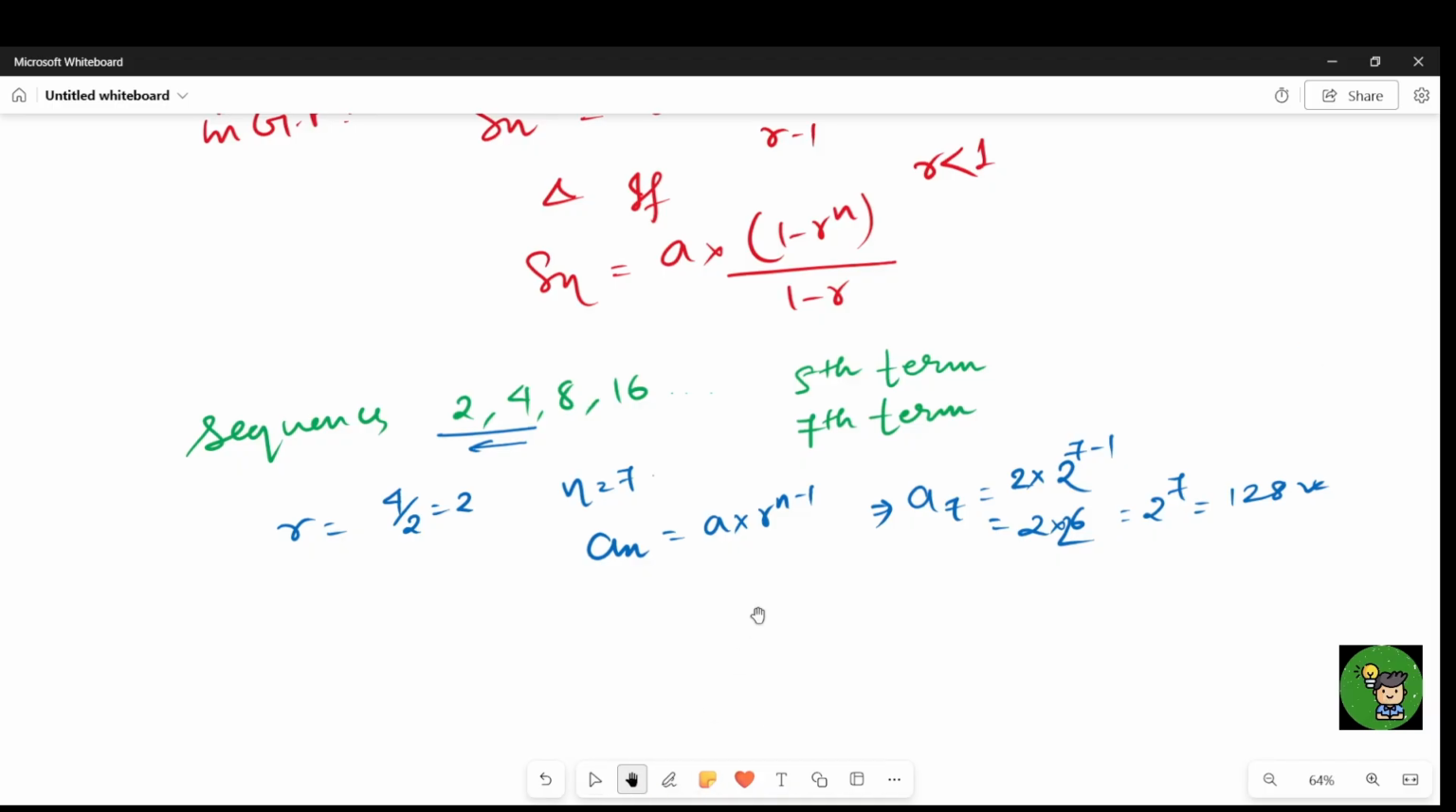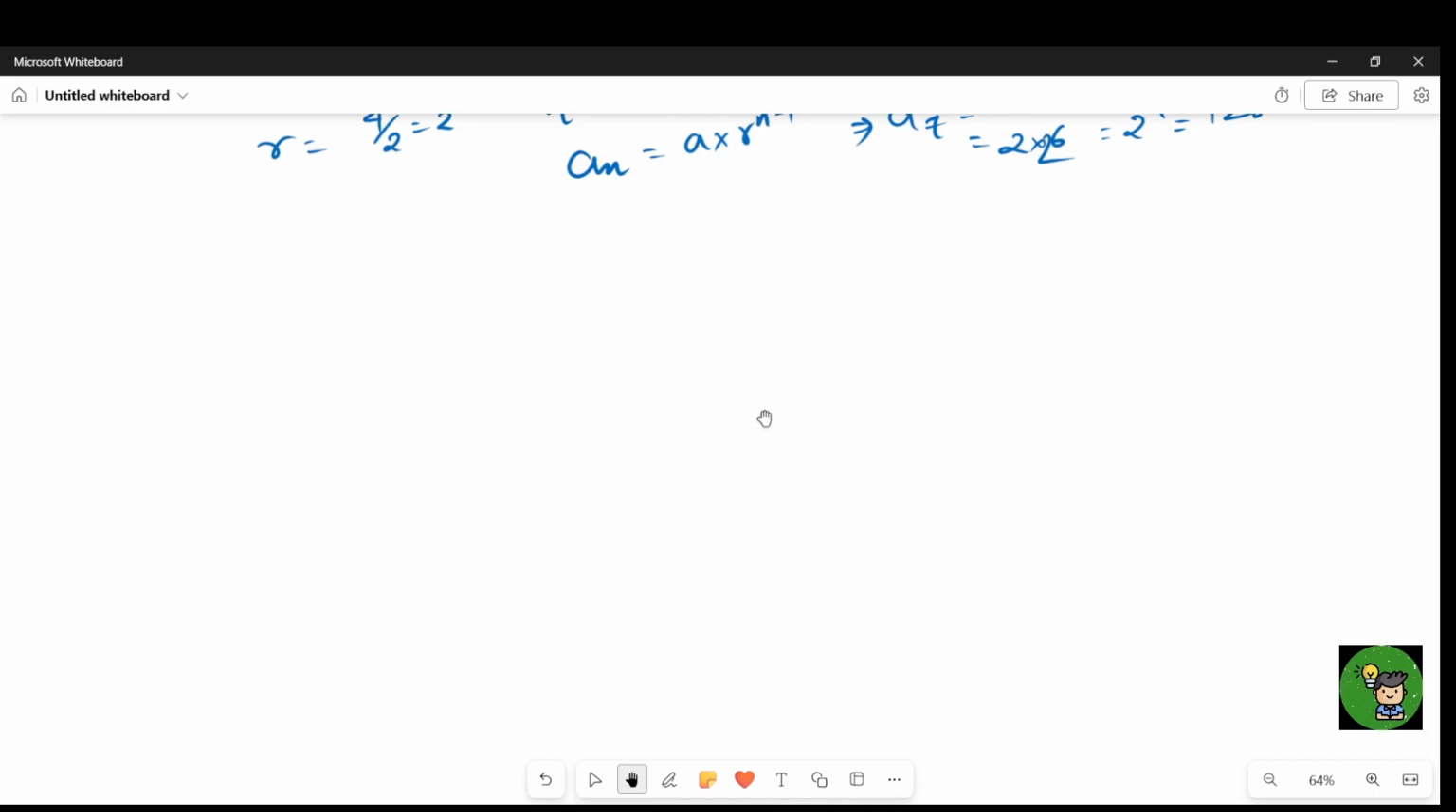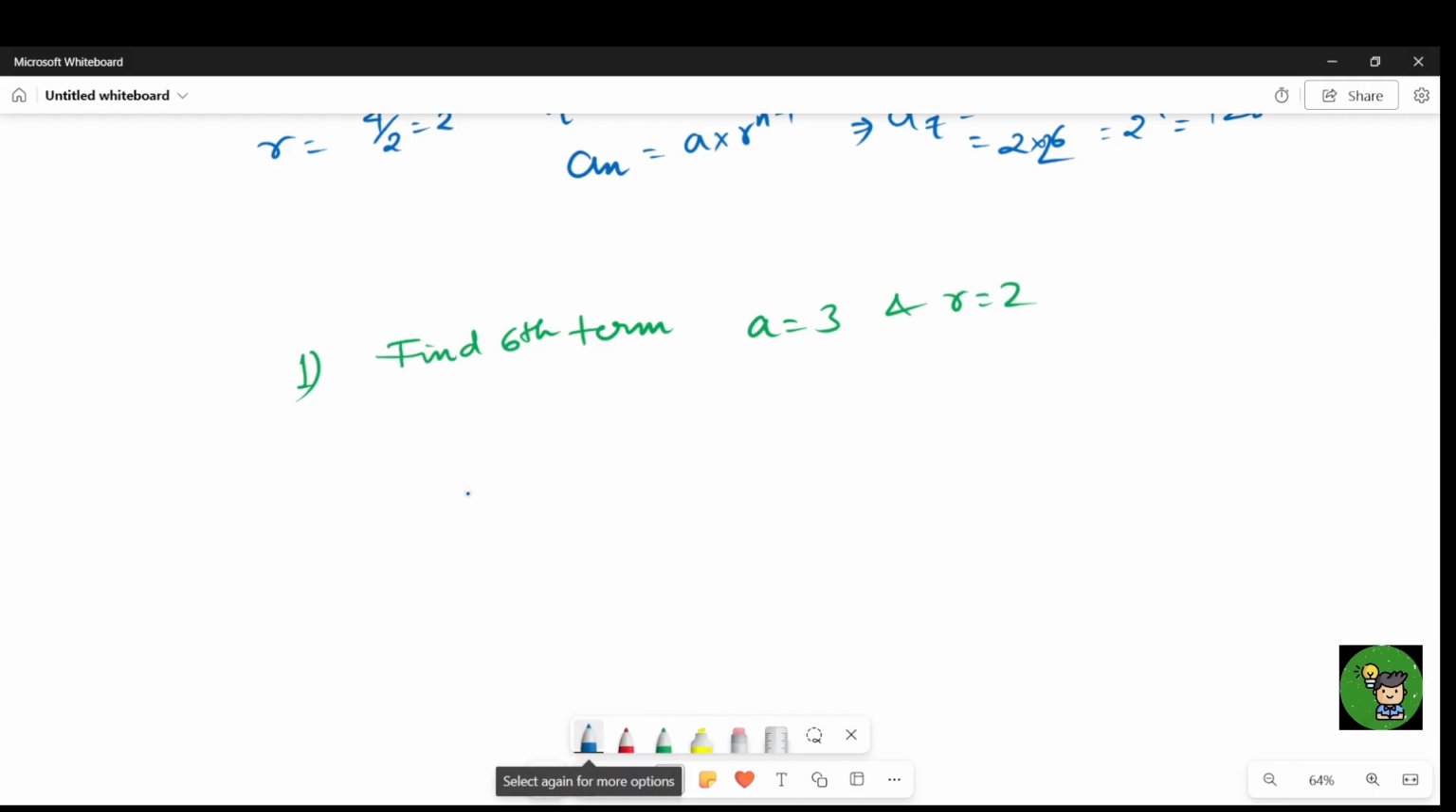Now let's solve some examples for your better clarity. Three types we will be sharing, basic to intermediate. Number one: find the sixth term where A is equal to 3 and R is equal to 2. A equals 3 is given, R equals 2 is given, and they are asking for the 6th term, so n equals 6. So 3 into R, what is our R? 2. What is our n? 6 minus 1. So 3 into 2 to the power 5 equals 3 into 32 equals 96.